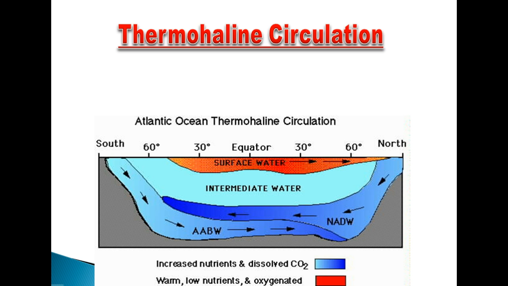Now remember that salinity is the amount of salt or dissolved minerals in the ocean water. So this thermohaline circulation is different depending on the concentration and the temperature of the water. So make sure you get that in your notes.